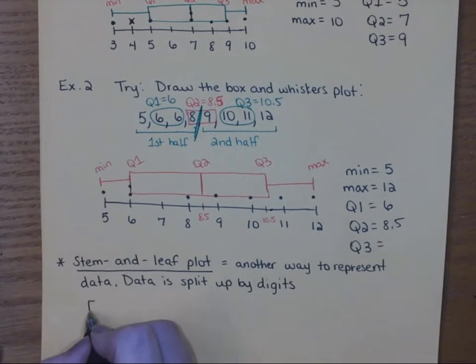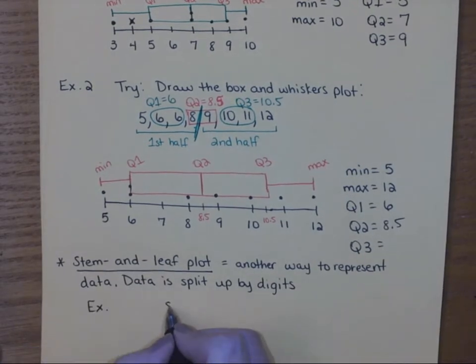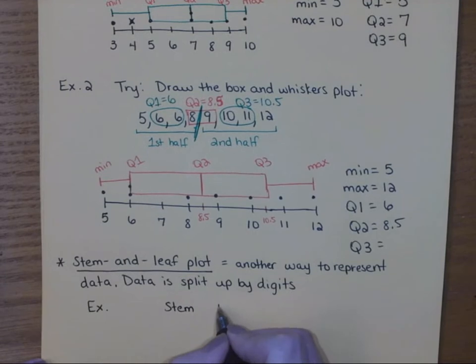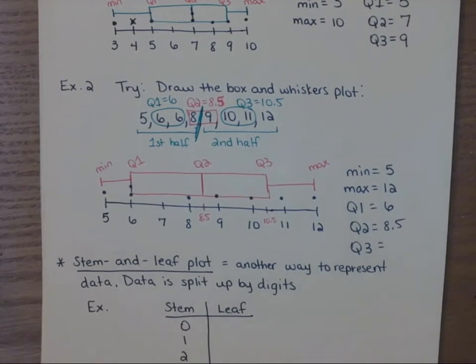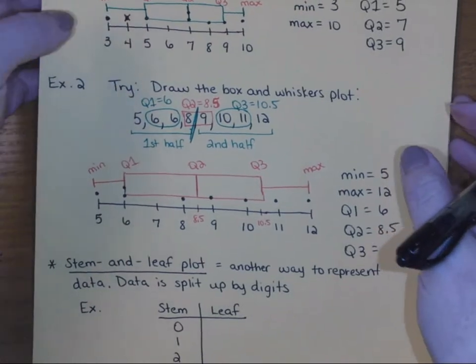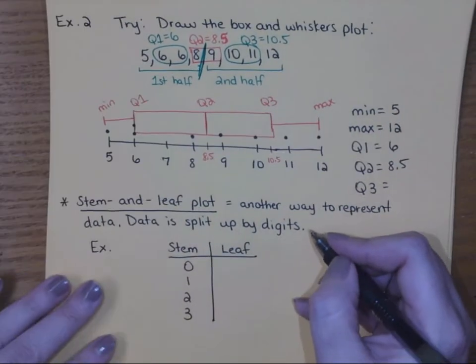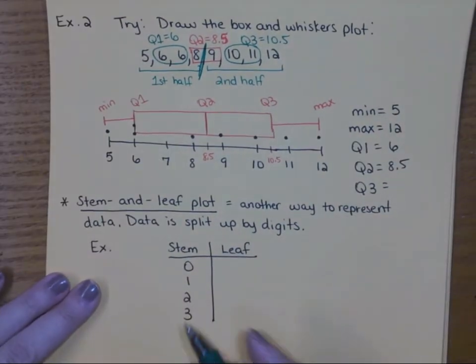So this is an example of a stem and leaf plot. It looks kind of like an XY table from algebra, but it's not anything like that. Let's say I had stems that were 0, 1, 2, and 3. When I say the data is split up by digits, often this is going to be what we call the tens place.